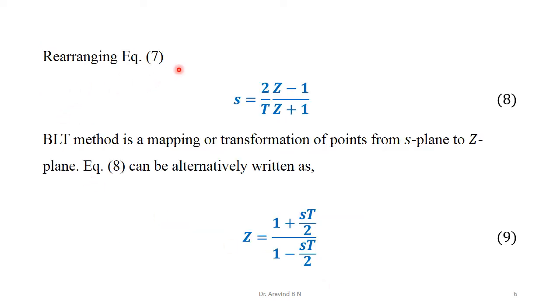Now rearranging equation 7, we need an expression for s. So s will be equal to 2 by T times (z minus 1) divided by (z plus 1). Call this equation 8. Now the bilinear transformation method is a mapping of points from the s plane to the z plane. So equation 8 can alternatively be represented as z is equal to (1 plus sT divided by 2) divided by (1 minus sT divided by 2).